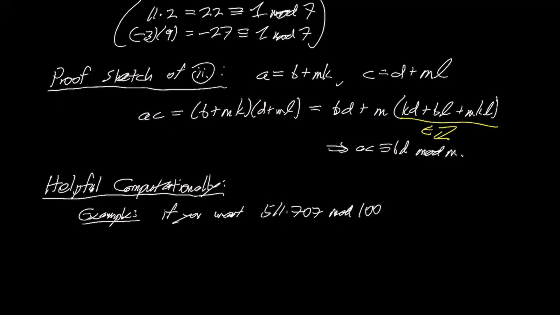Well, you don't actually have to multiply all that out and then reduce mod 100. You can reduce first, then multiply. Instead of multiply then reduce, it's easier, and it's kosher, to reduce then multiply.